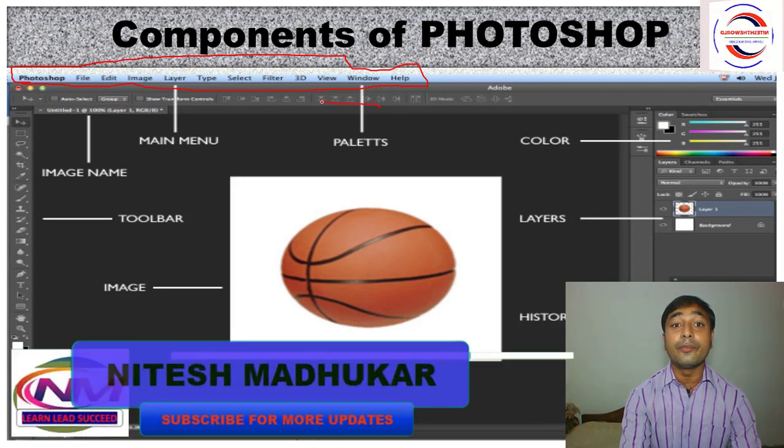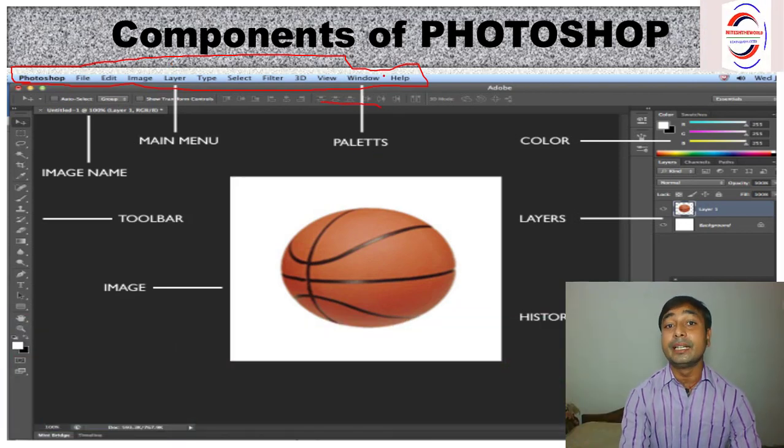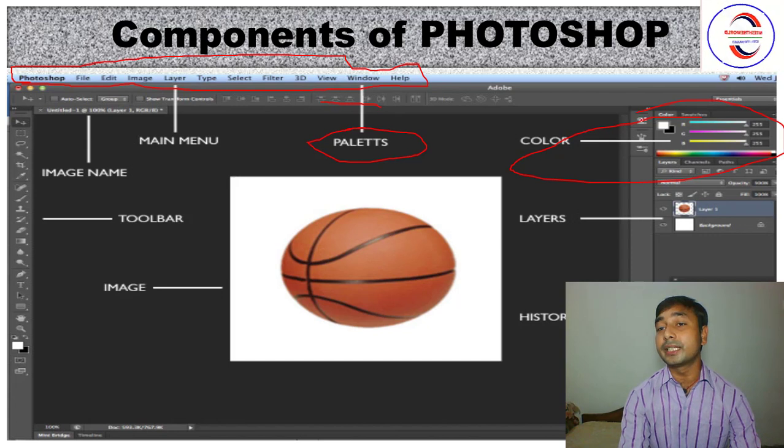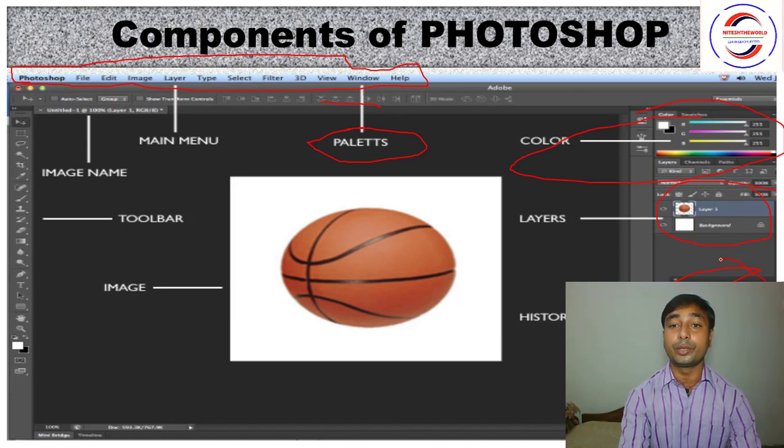The second part, when a menu is open, is called the panels. This is the color panel, where we select the color, for the foreground color as well as the background color. This is called the layer. The transparent sheet of the image is called a layer. How to use the layer? This is called history. What is the use of history? Right now I am going to tell.